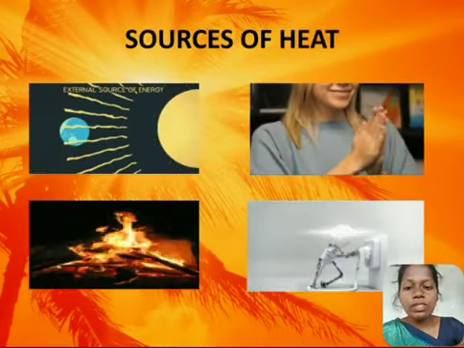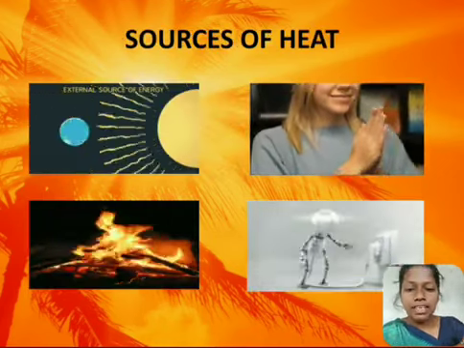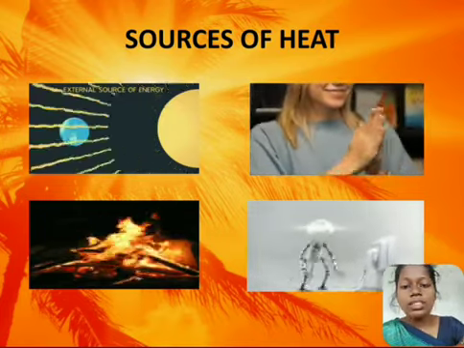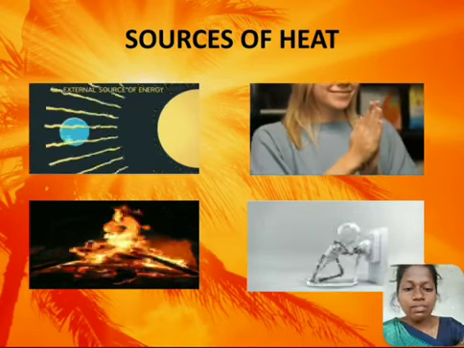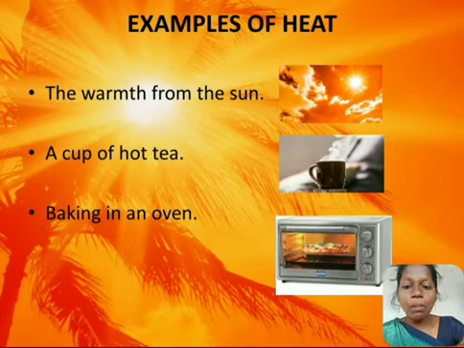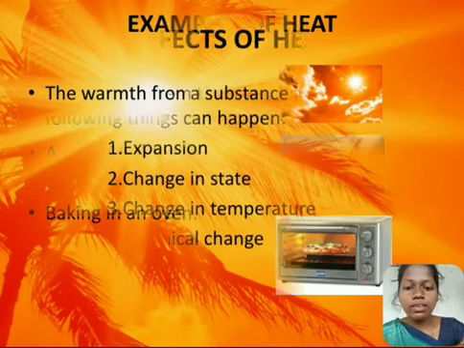These are the sources of heat. First is the sun, radiation from the sun, rubbing hands, firing the woods, and electricity. Examples: the warmth from the sun, a cup of hot tea, baking in an oven.